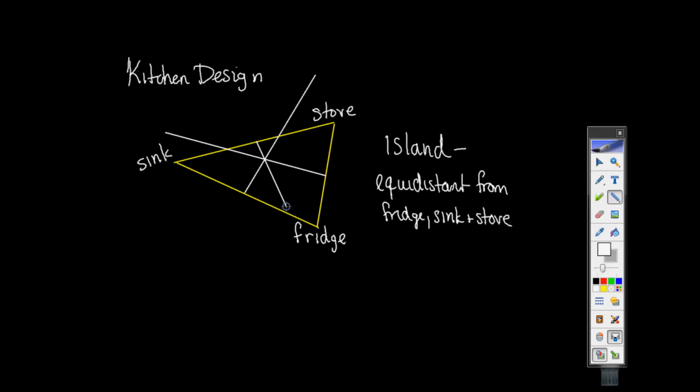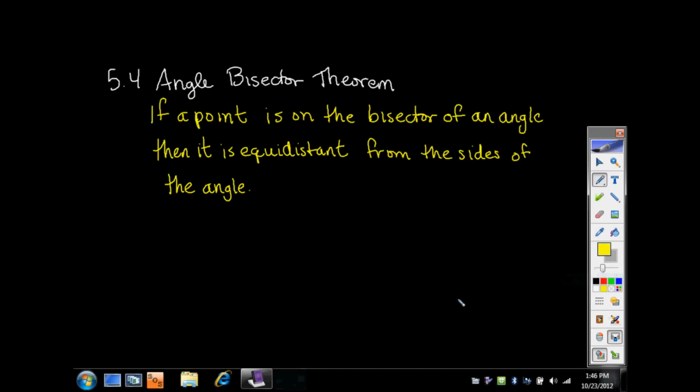What spot did you pick? You pick your circumcenter. That's the spot, this dot right here. So if you're building your island, you're going to put it right here. And that's really how architects and interior designers do it.